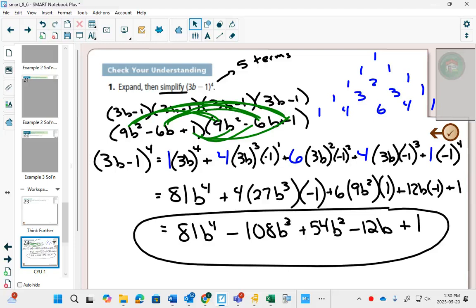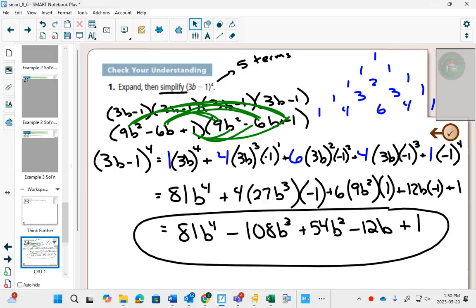Again, how do we use it? We look at the exponent that tells us how many terms. There's always one more term than the exponent. That tells us which row to use in Pascal's triangle. Since we had 5 terms, I needed the row with 5 things. I wrote out the 1, the 4, the 6, the 4, and the 1.